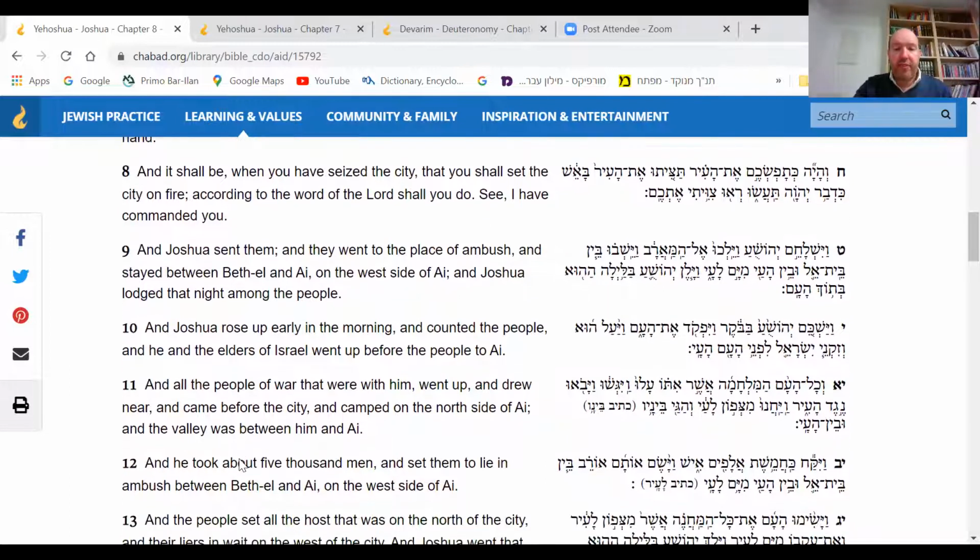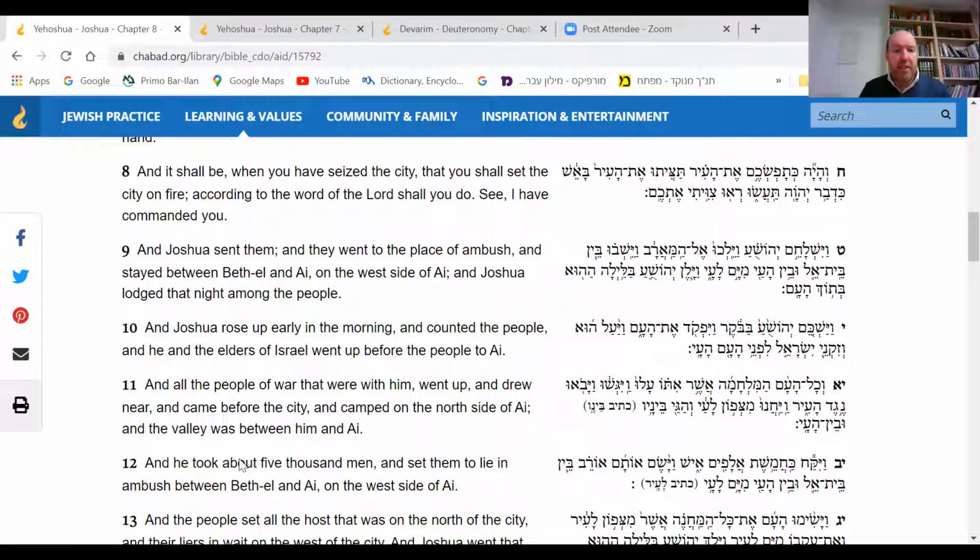So we read that Joshua lodged that night among the people, which is apparently something different from the ordinary. That could have been done maybe to encourage the people, that he is with them, as a sign of leadership. So he dwelt and remained with them at night in the camp with the people.